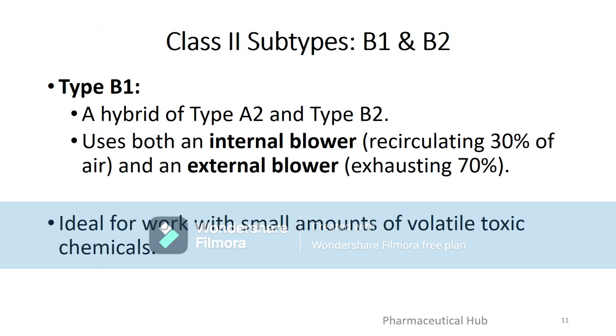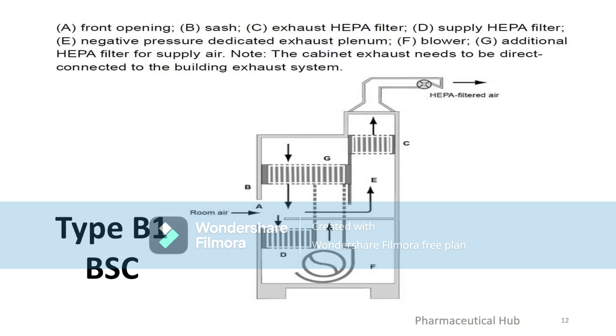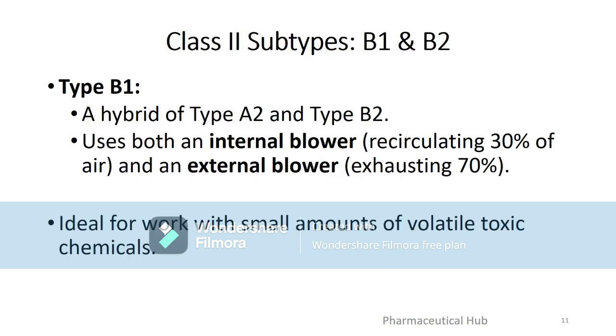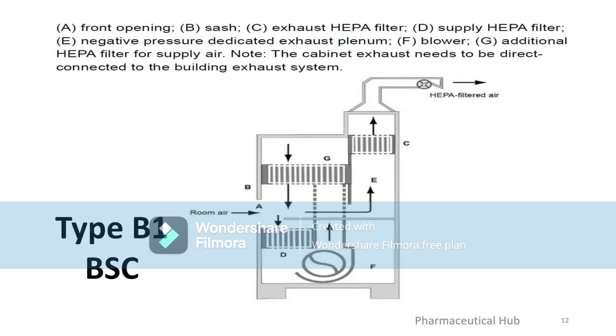Slide 11. Class II subtypes, B1 and B2. Type B1, a hybrid of Type A2 and Type B2. It uses both an internal blower, recirculating 30% of air, and an external blower, exhausting 70%. It is ideal for work with small amounts of volatile toxic chemicals. Slide 12. This diagram shows a Class II Type B1 Biological Safety Cabinet, BSC, a type of ducted cabinet that offers protection for personnel, the product, and the environment.